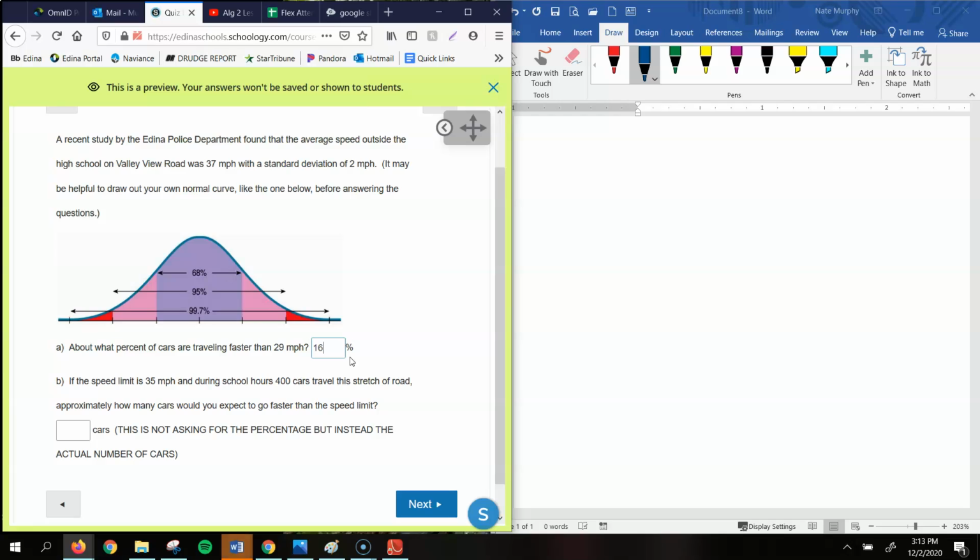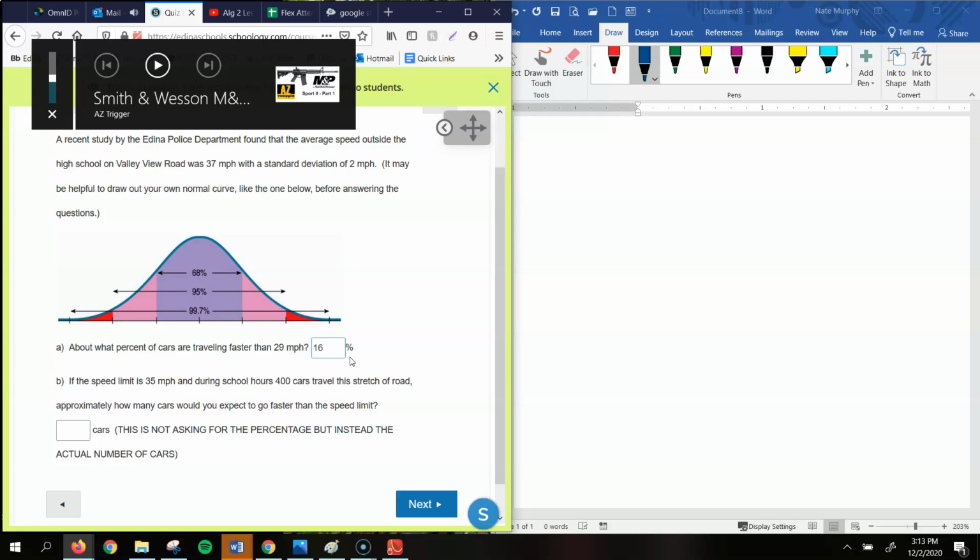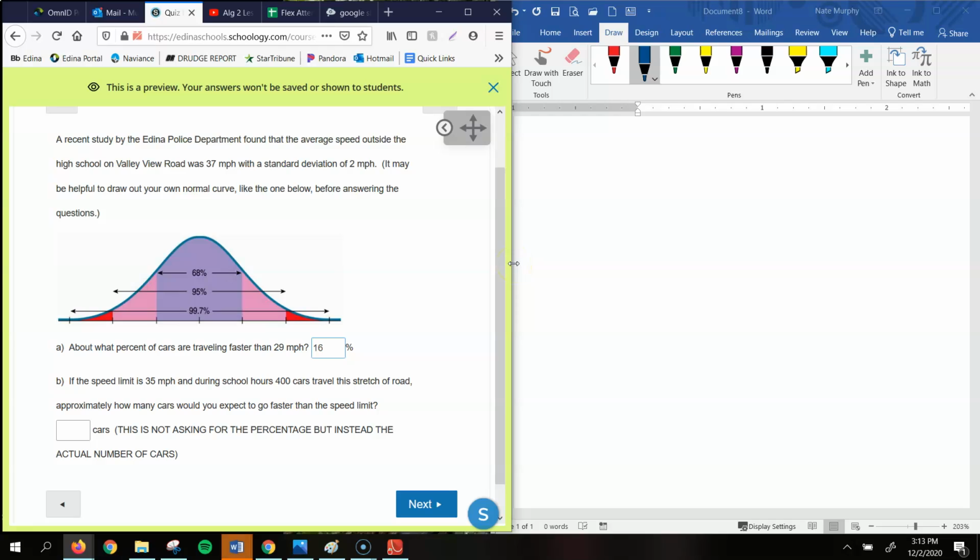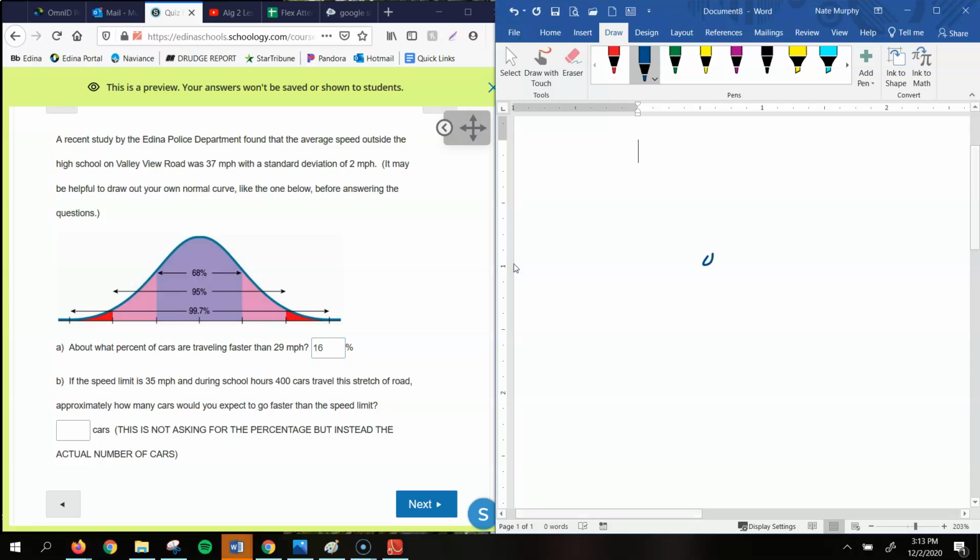Now, if the speed limit is 35 miles per hour and during school hours 400 cars travel this stretch of road, approximately how many cars would you expect to go faster than the speed limit? And so to figure that out, first we got to figure out, well, what percent of cars is that? Okay, so we know that there's 400 cars. But if the speed limit is 35, we want to figure out approximately how many cars we expect to go faster than the speed limit.